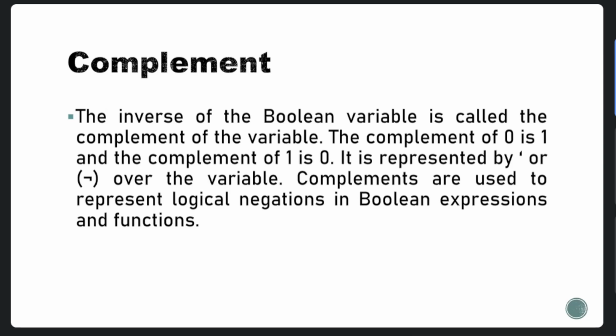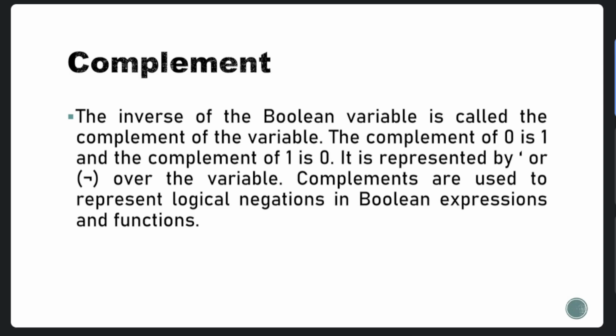And then complement. The inverse of the Boolean variable is called the complement of the variable. The complement of 0 is 1 and the complement of 1 is 0. So where is the complement used? In the NOT operation. So 1 becomes 0, 0 becomes 1. That is the complement. It is represented by a bar. I don't know what the operation is called; what is written is just a bar.